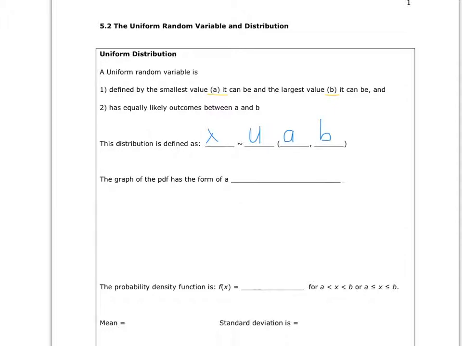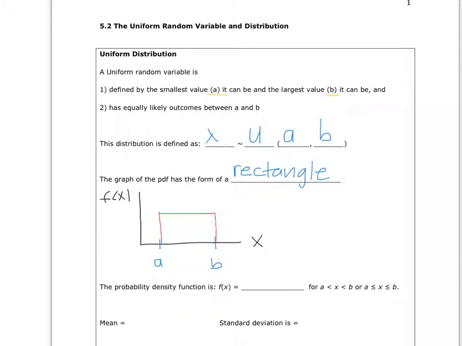The graph of the PDF for uniform is a rectangle. We saw that in the previous section a little bit. And if we sketch a graph of that, we've got x on the horizontal. The vertical gives us f of x. And we go from that minimum value a to that maximum value b. And the graph is constant between those two values. So that's how we get that rectangle.